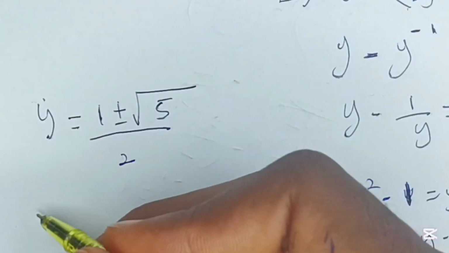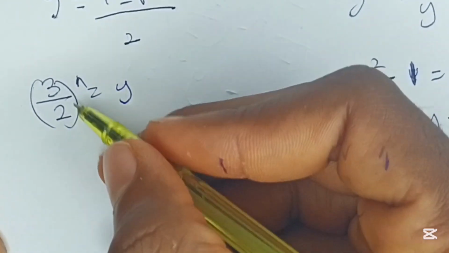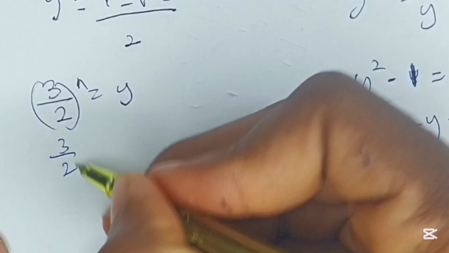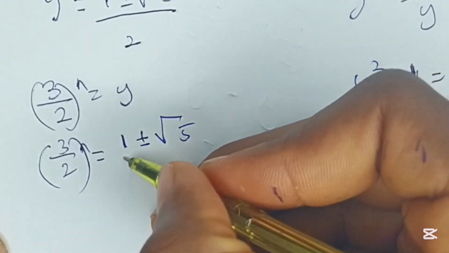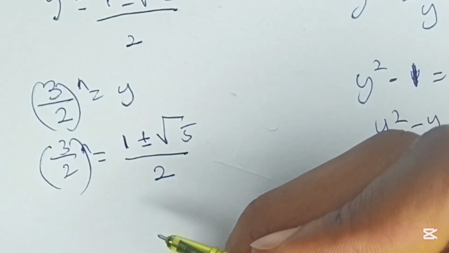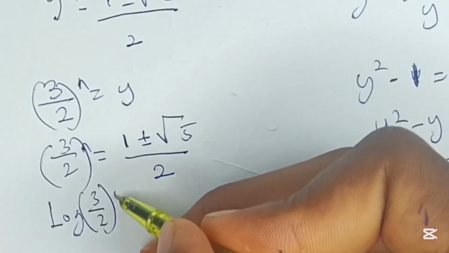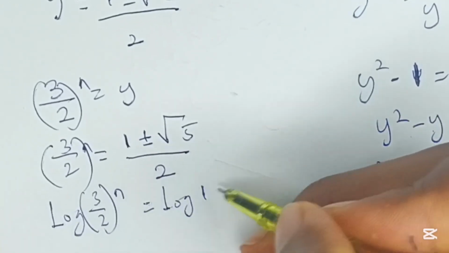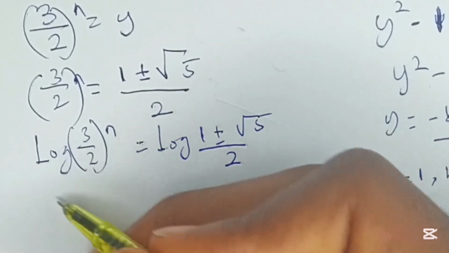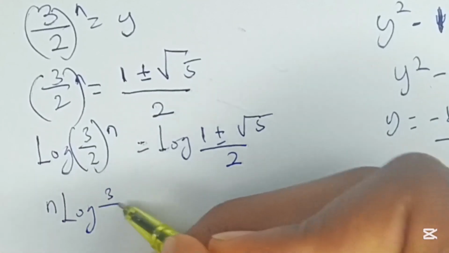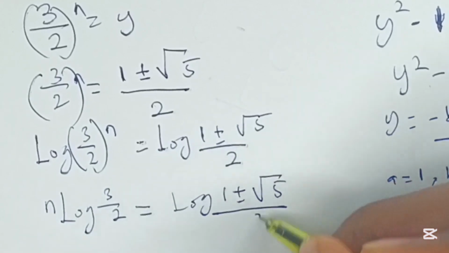But recall that we said y is 3 over 2 all raised to the power of n. Hence 3 over 2 all raised to the power of n is equal to 1 plus or minus square root of 5 all over 2. From here we can take the logarithm of both sides. So we have the logarithm of 3 over 2 all raised to the power of n equal to the logarithm of 1 plus or minus root 5 all over 2. Now we have n times the logarithm of 3 over 2 is equal to the logarithm of 1 plus or minus root 5 all over 2.